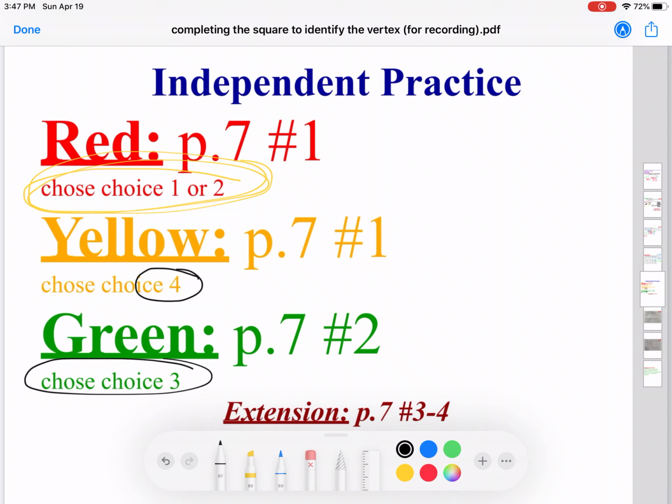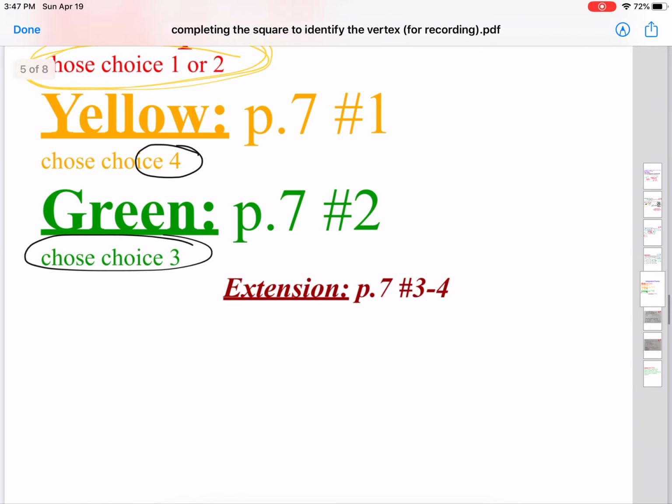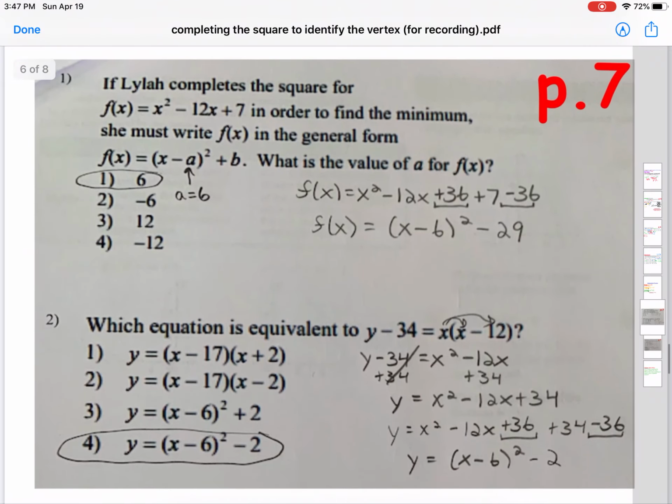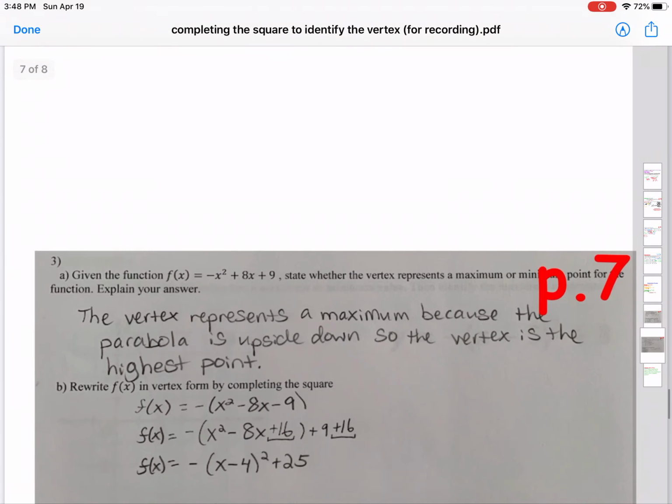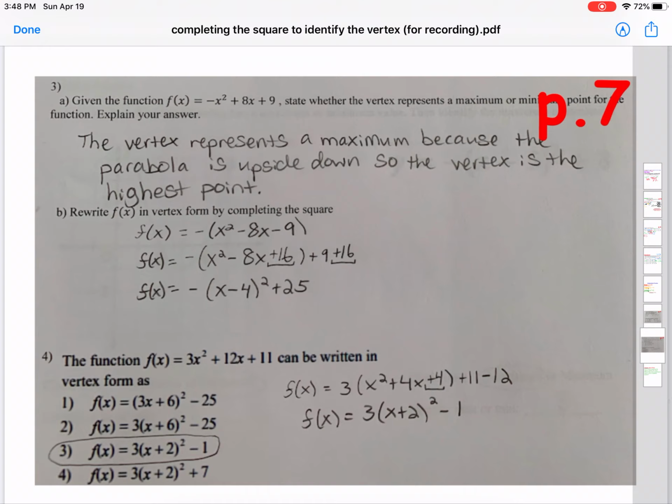Okay, so at this point, you should be coming back to the video only if you're ready to check your answers. Here are the answers for 1 and 2 on page 7. And here are the answers for 3 and 4, also on page 7. So again, to get your classwork credit for this lesson, you need to submit a picture of your checkpoint question and whatever independent practice you completed. Even though some of these were multiple choice, we still need to see your work because these questions require a bit of work. So do not just write down an answer choice. Please also show us your work.